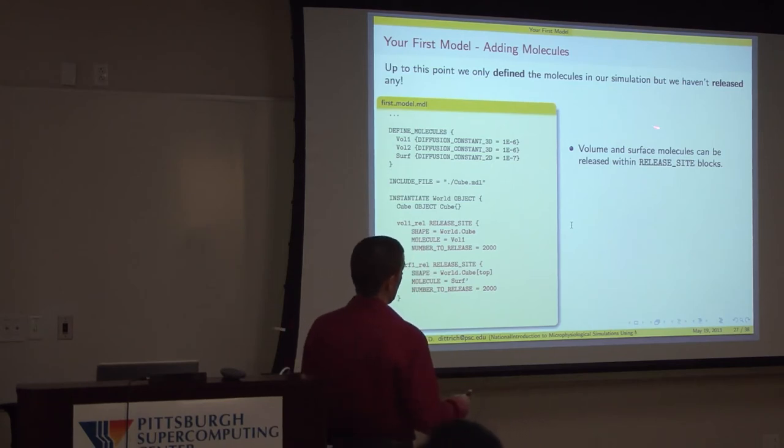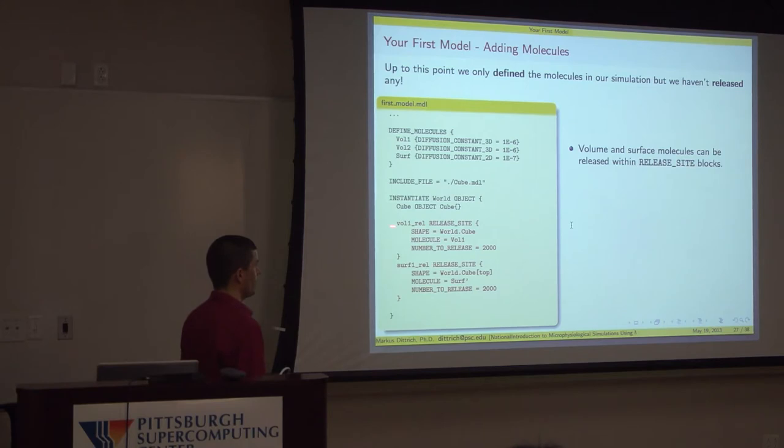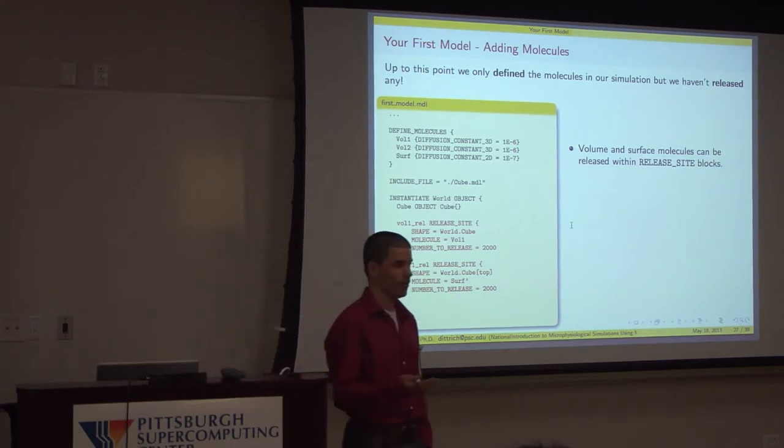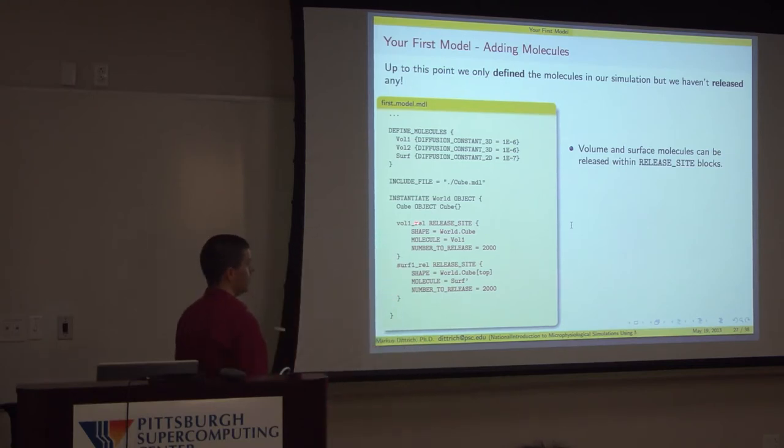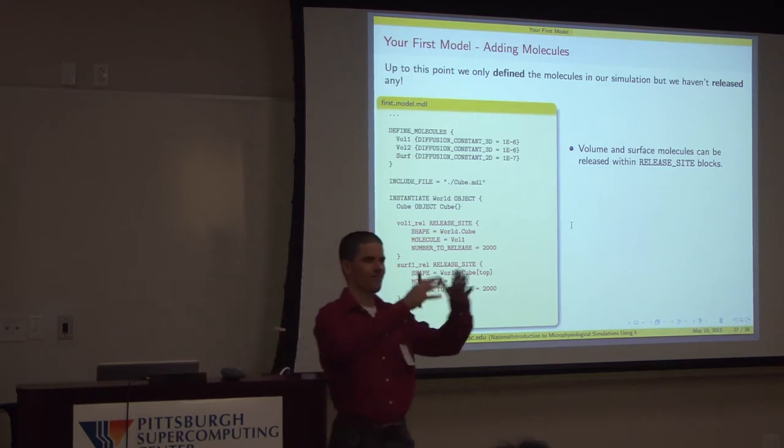So we need to define and release molecules. And that's typically done using release site blocks. You see there are two additional blocks here where we release molecules. We release Vol1 molecules and we release surface molecules. The Volume 2 molecules are not being released. They're being created as the simulation runs. So you don't need to create all the molecules that you have, because some of them may not appear until later. And if you want to release volume molecules, you have to release them in some closed space.